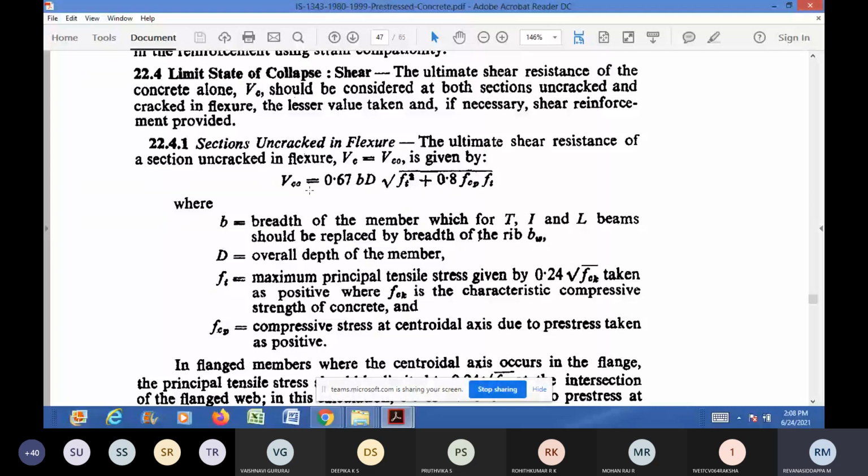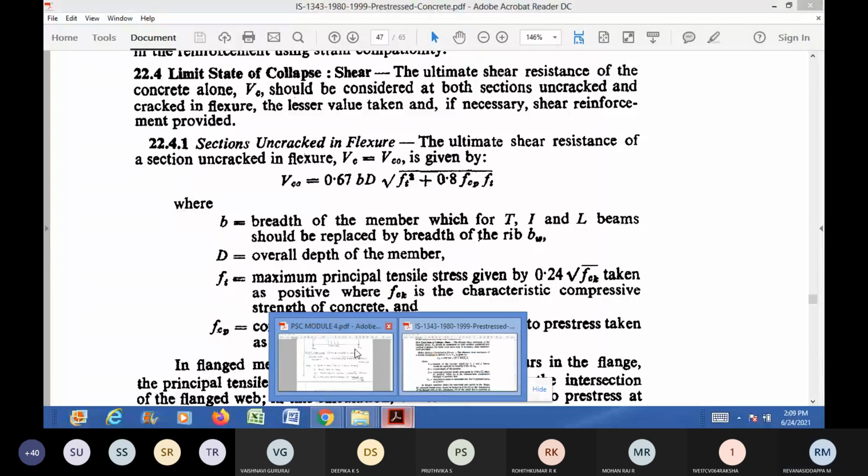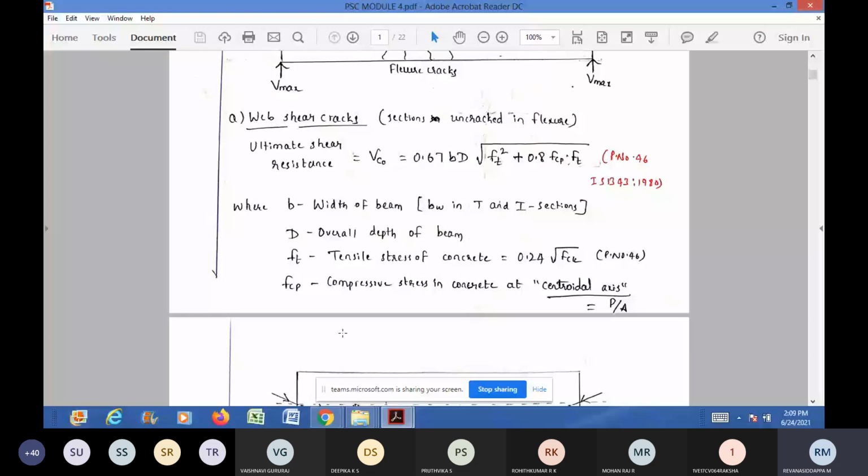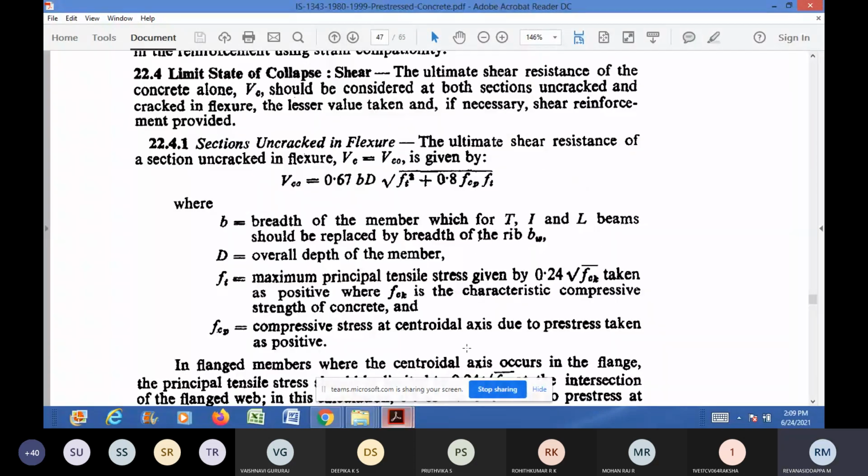Okay, Vco is equal to 0.67 b D root of ft square plus 0.8 fcp into ft, where ft is the tensile stress of the concrete. Sometimes the tensile stress will be directly given. If it is not given, he will give the characteristic strength of the concrete, or the grade of the concrete. Using this formula you can find ft. Okay, ft is equal to 0.24 root of fck. This formula is also given in the code book of IS 1343, on page number 46.